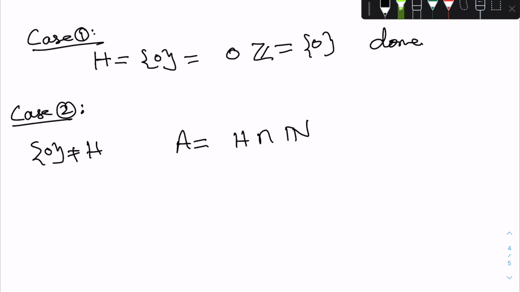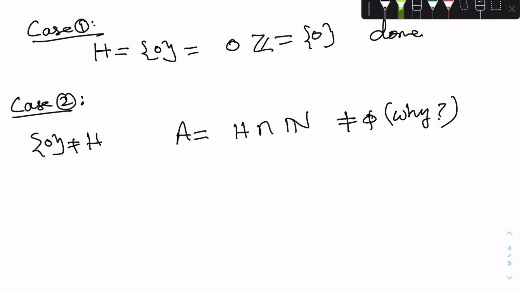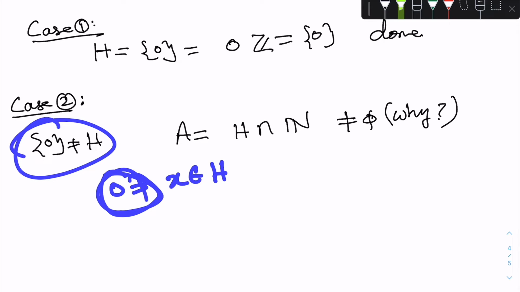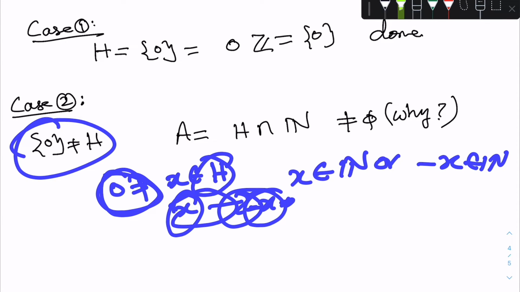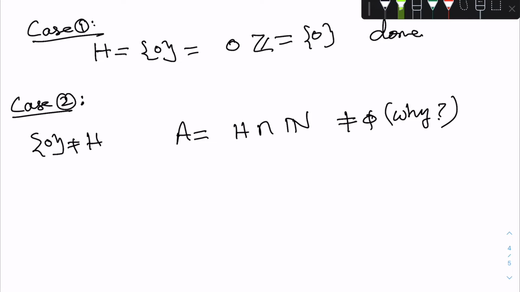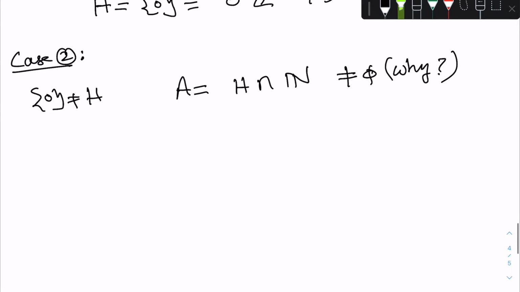First of all, this is not empty. Why? I will explain orally. Suppose there is an element X belonging to H and not equal to 0. Of course, I said there is something more than 0. Either X belongs to the natural numbers or minus X belongs to the natural numbers, right? X and minus X are both in H because H is a subgroup. So either X or minus X is in the natural numbers, so A is non-empty.